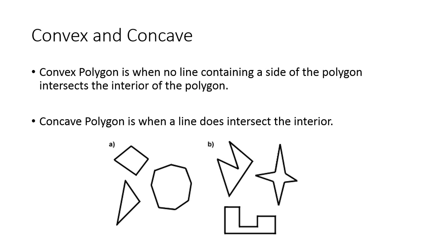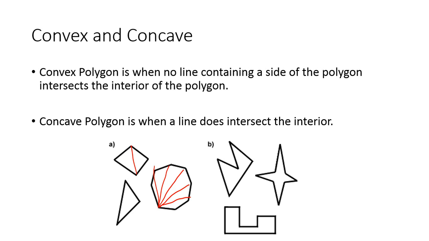Along with polygons, there are 2 different types of polygons: convex and concave. A convex polygon is one where no line containing a side of the polygon intersects with the interior of the polygon, and a concave polygon is one where a line does intersect with the interior. The way to check is to take one of your vertices and draw lines to all the other ones. As you see there, the lines I drew are all staying inside the figure.